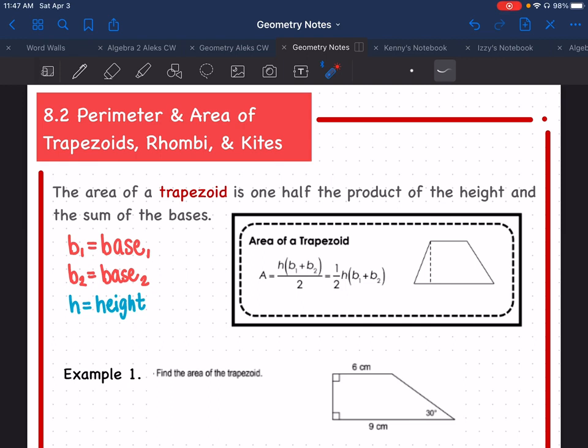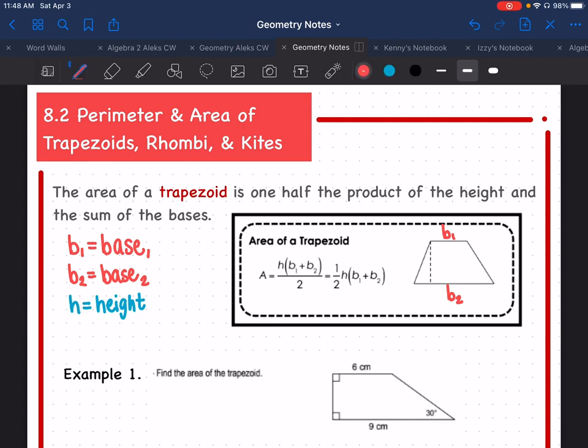In the formula, you will see these three variables. B1 stands for base 1, B2 stands for base 2. Now remember in our trapezoid that the bases are going to be the two parallel sides, the only two parallel sides in our trapezoid. The other variable you will see is h, and this is the height.